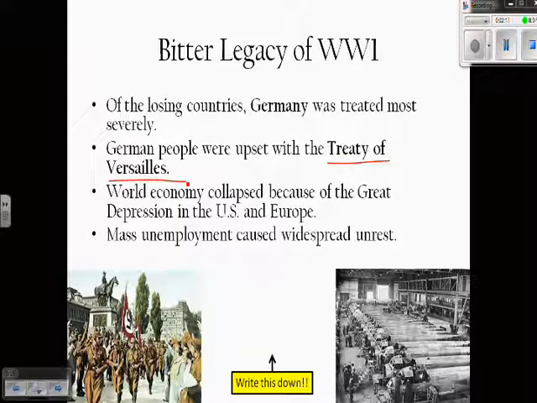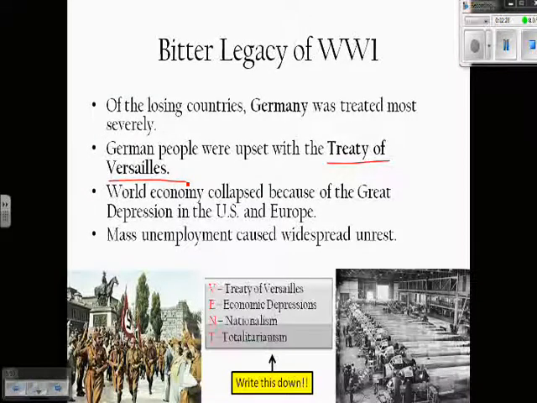Now, if you have a ruler, particularly Adolf Hitler, who comes along and takes advantage of the hatred, the hard feelings that people have, it makes it really easy for one person to take tremendous power in one particular country.